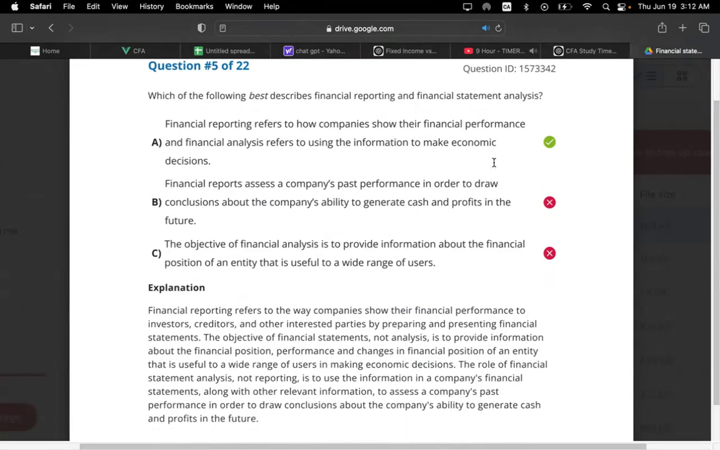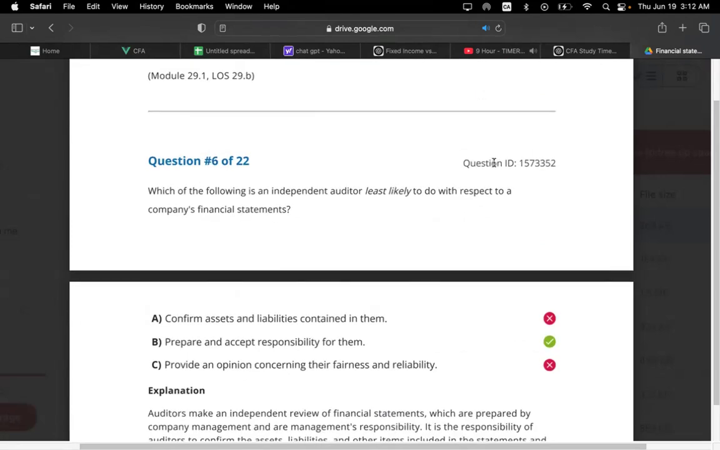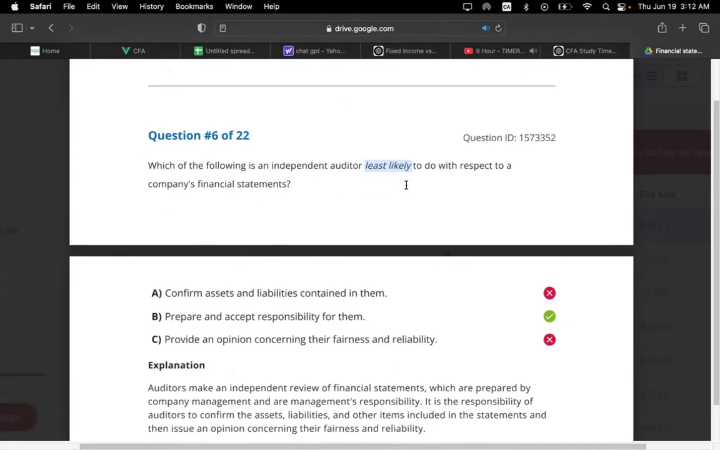So correct, A. Question 6. Which of the following is an independent auditor least likely to do with respect to a company's financial statements? Least likely to do. Again, pay attention to these words because that's how you're likely to mess up. Confirm assets and liabilities contained in them, prepare and accept responsibility for them. B, right? Because the auditor, that was part of the standard auditor's opinion.